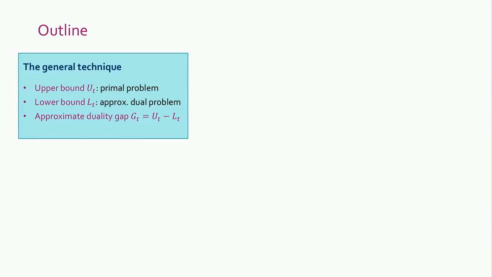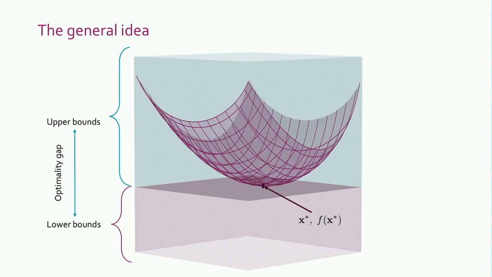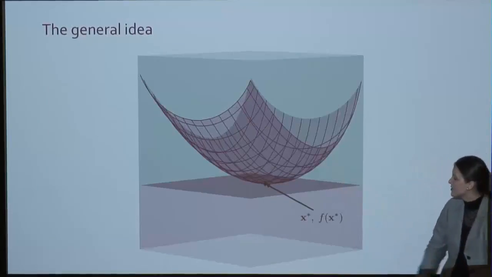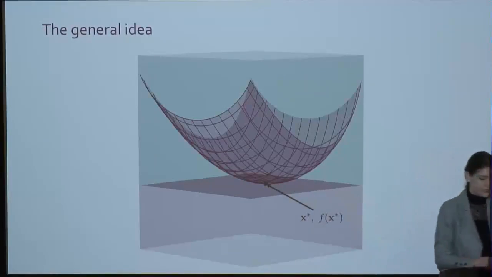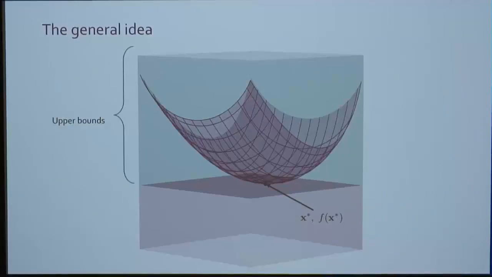So let's start with the first part. At a very, very, very high level, so you zoom out 3 miles, the general idea is as follows. We are minimizing this convex function, so we want to find this minimal solution. This is our minimum function value. Everything that lies above it is an upper bound to it. Everything that lies below is a lower bound. So the difference of the two is some optimality gap. Simple enough. Let's make it a little bit more concrete.